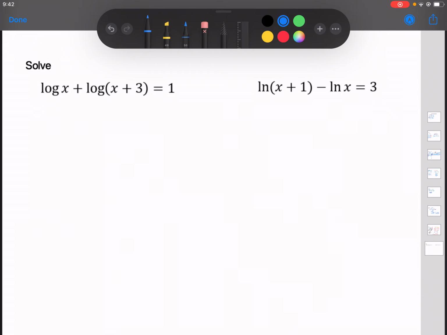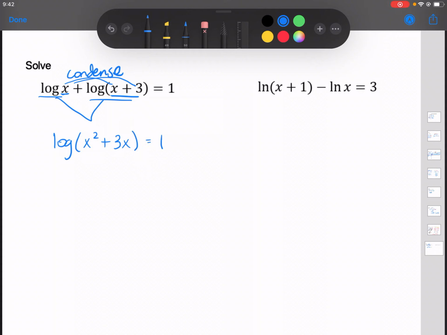Sometimes you'll see something like this, where you'll have 2 logs. They both have variables. I can't simplify them. This is a prime example where condensing is necessary, because you can only have 1 log per side of the equation. So I am actually forced to condense. First thing I'm going to do is condense these arguments. So I'll multiply the arguments together. So you'll get log of x squared plus 3x, because I'm just multiplying through.